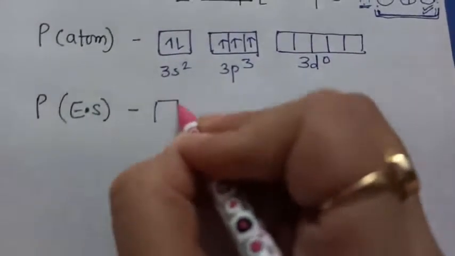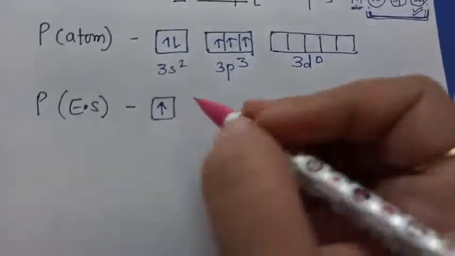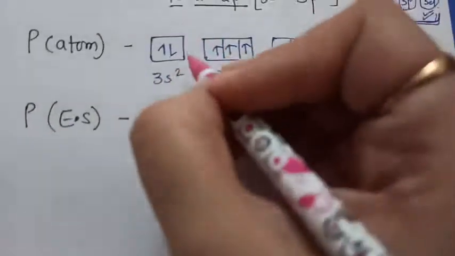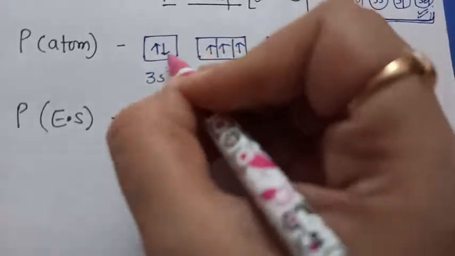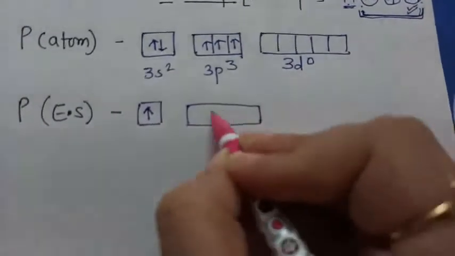So in the excited state the above configuration will look like this. Here you are having only one electron because the second one, the anticlockwise one, has gone into the first box of 3d. So this is by default happening.